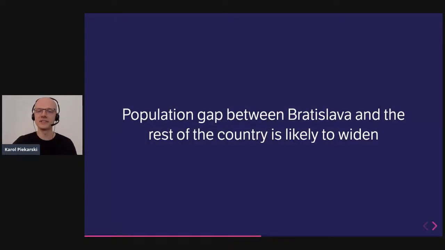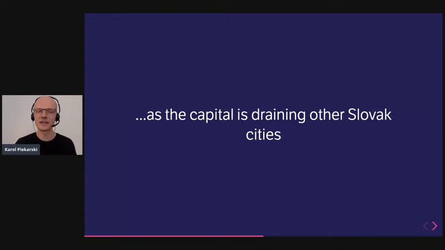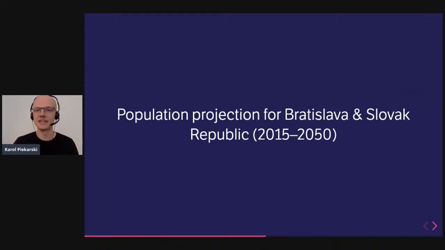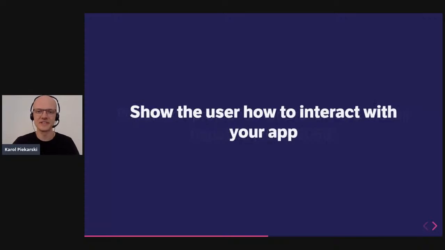You can also play it a little bit harder, like adding this kind of phrase, as the capital is draining other Slovak cities, but you have to be sure that you want to be so opinionated, okay, and that you have the data to support your thesis. But you'll agree that it sounds much better than just population projection for Bratislava and Slovak Republic.